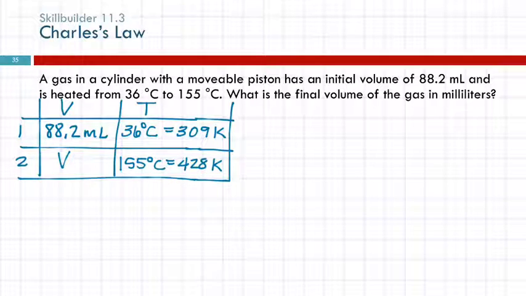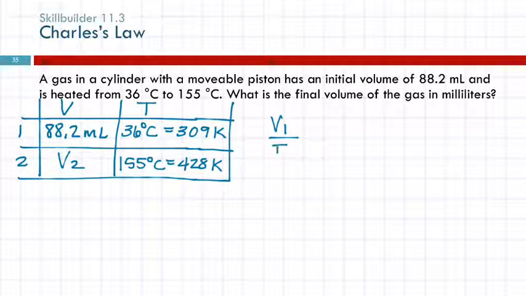And then the thing I'm looking for is V2. So in these sorts of problems, the temperature has to be in kelvins. Did I mention that? It has to be in kelvins. The units in the volume can be anything as long as they agree between volume 1 and volume 2. So here we have milliliters, then it's going to give us this answer in milliliters. So that's fine. Okay, so then we need our equation.